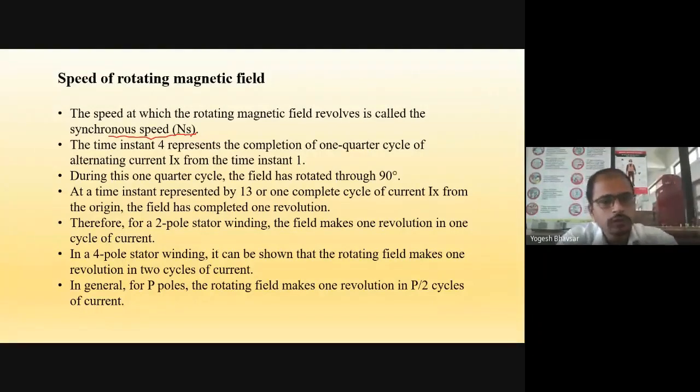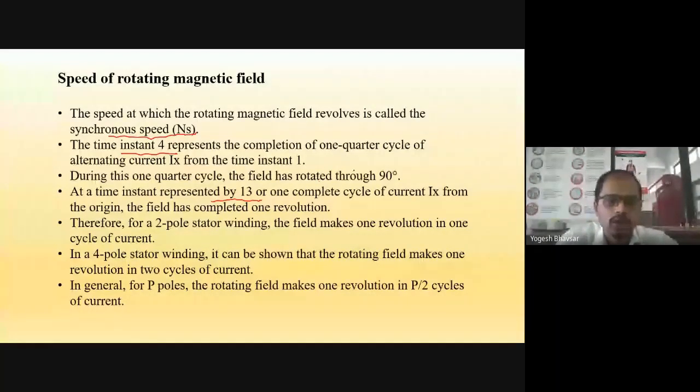So at what speed is this magnetic field rotating? It can be denoted by ns. So we have considered 4 instants. So for completing one complete revolution, it will require 13 such instants. Right? So if you have to rotate one complete revolution, then we have to consider 13 such instants.